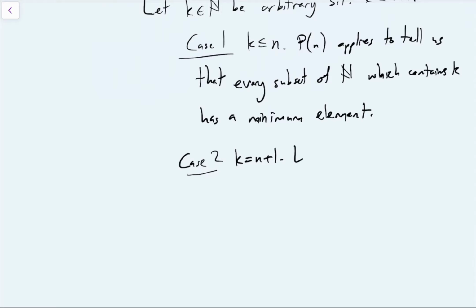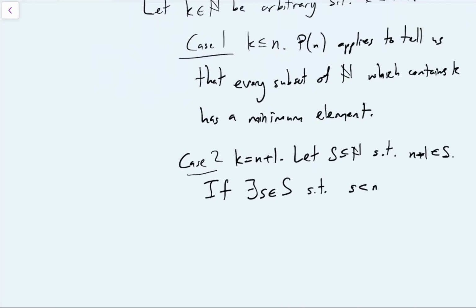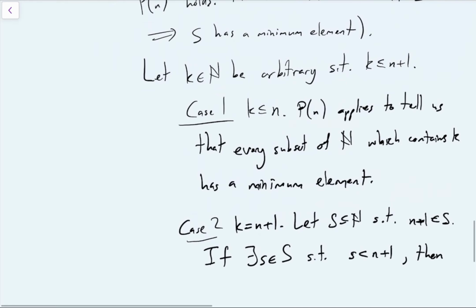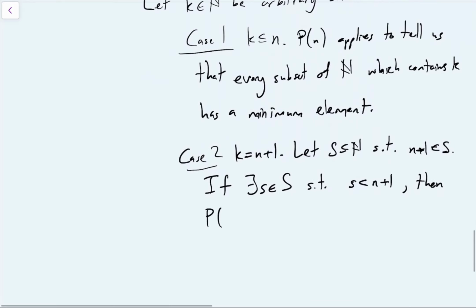If I want to prove that, I want to let S be a subset of n such that n plus 1 is an element of S. Now, I want to show that S has a minimum element. And the way I'm going to do this is, I'm going to consider, again, two cases. If there's some element s of S such that s is smaller than n plus 1, then, of course, that element, little s, would have to be less than or equal to n. And as soon as big S contains an element that's less than or equal to n, then our inductive hypothesis will apply again.